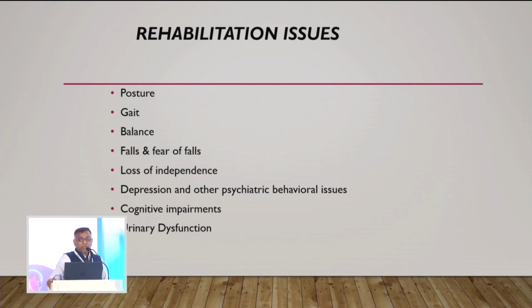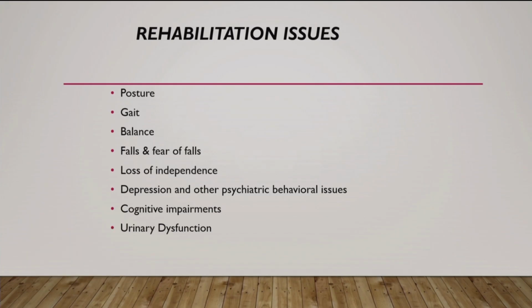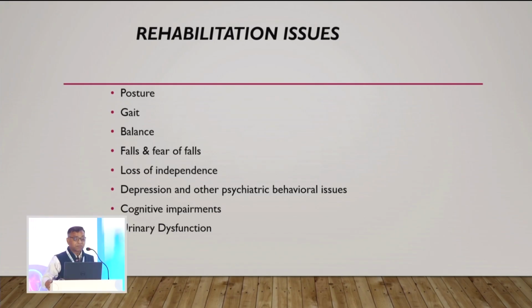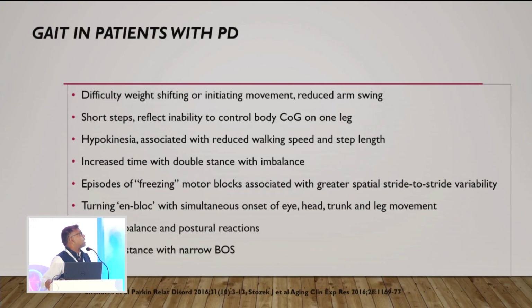Right, now coming to the rehabilitation issues in these patients. Issues are related to posture, gait, balance, falls and fear of falls, loss of independence, depression, cognitive impairments, and urinary problems. Some of the features which you would come across during the rehabilitation of these patients. So let's start with gait.